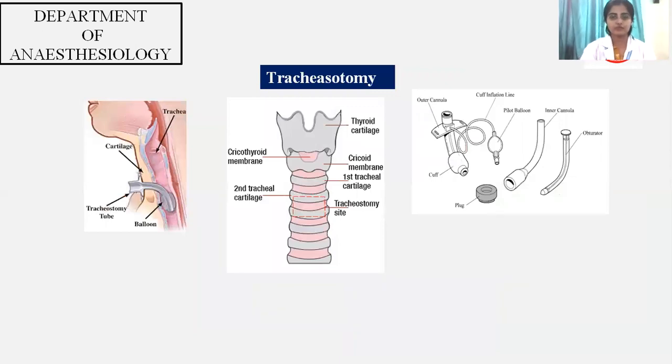Next, we have tracheostomy. As you can see in the figure, we have different cartilages: thyroid cartilage, cricoid cartilage, and between them is the cricothyroid membrane. Next, we move on to the tracheal rings. Between the second and the third tracheal cartilage is the usual site for tracheostomy, where we put in a device used for tracheostomy as shown in the figure next to you.